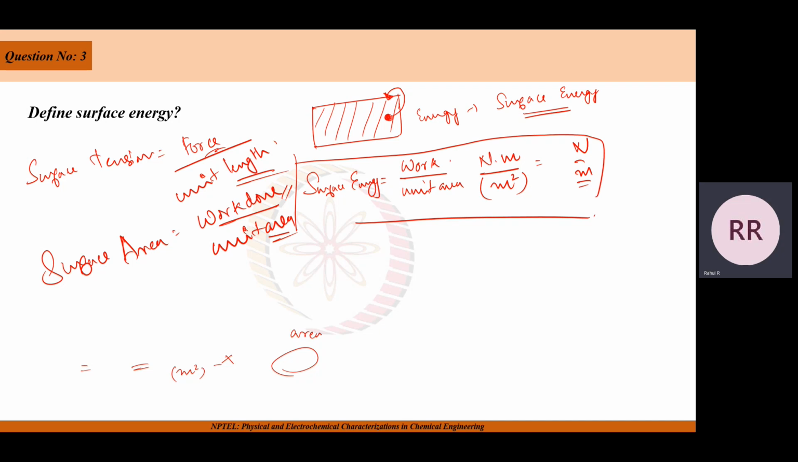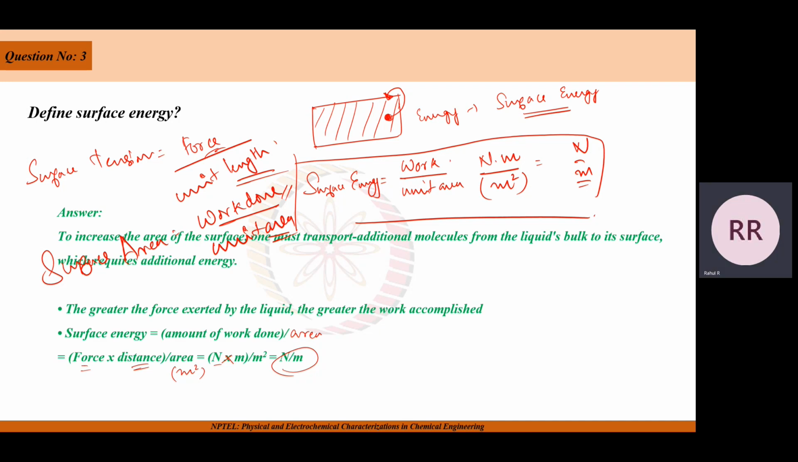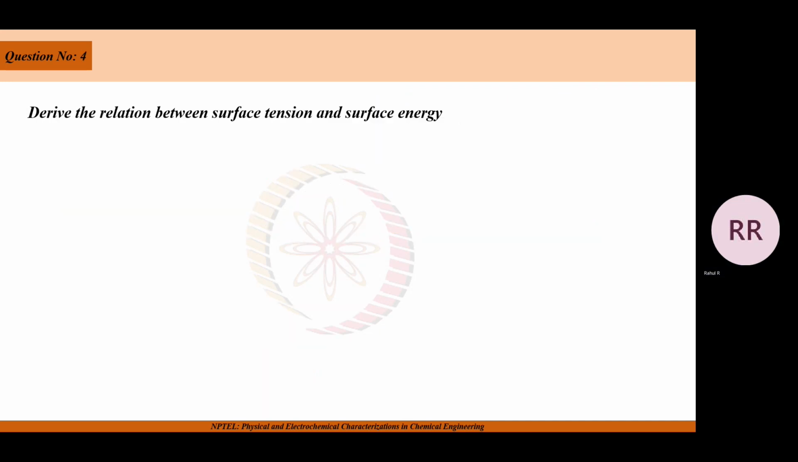I hope you understood this question. Let's move on to the next one: derive the relation between surface tension and surface energy. We have discussed surface tension and defined surface energy. How can we relate surface tension to surface energy? Just try to get this answer. I will wait here for you. Think for a while, and then I will discuss the answer with you.